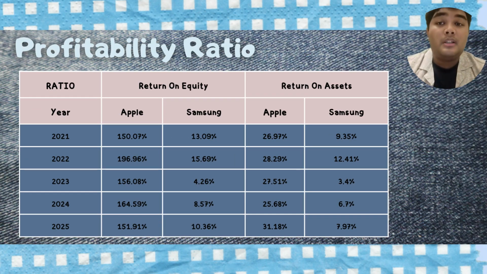So looking at the profitability ratios from 2021 to 2025, we see a massive divergence in how effectively Apple and Samsung generate return from their equity and assets. Apple delivers triple-digit return on equity, peaking at nearly 197% in 2022. Their return on assets remains incredibly stable and efficient, constantly hovering between 25% and 31%. Samsung operates on a cyclical model and hit a sharp low in 2023, with ROE dropping to just 4.26%. They show a steady recovery leading into 2025.